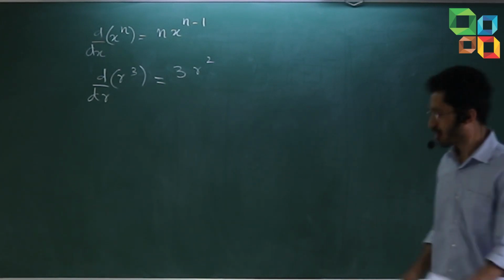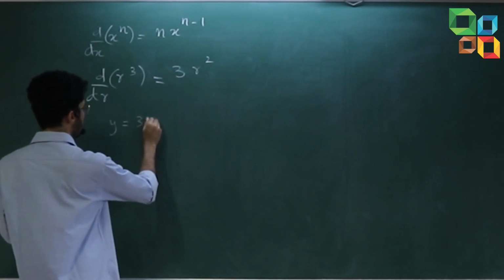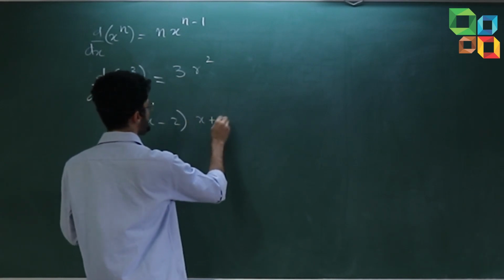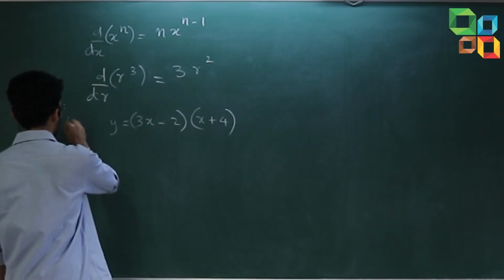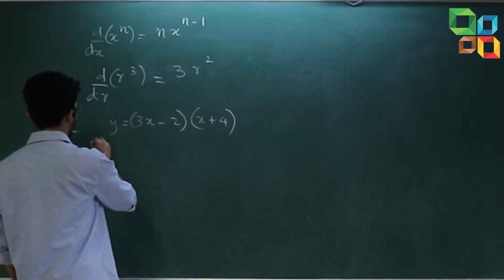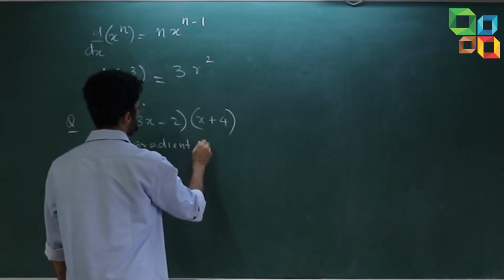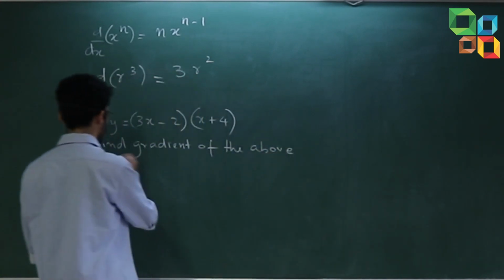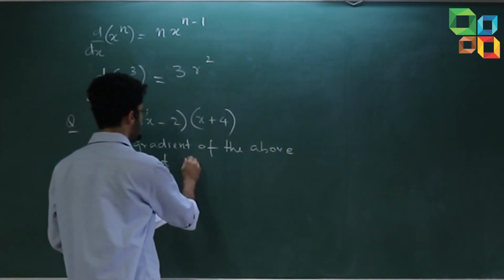So using this we solved problems, which was the last. Given y is equal to (3x minus 2) into (x plus 4). I'll write the question completely. Find the gradient of the above curve at 3, 49.